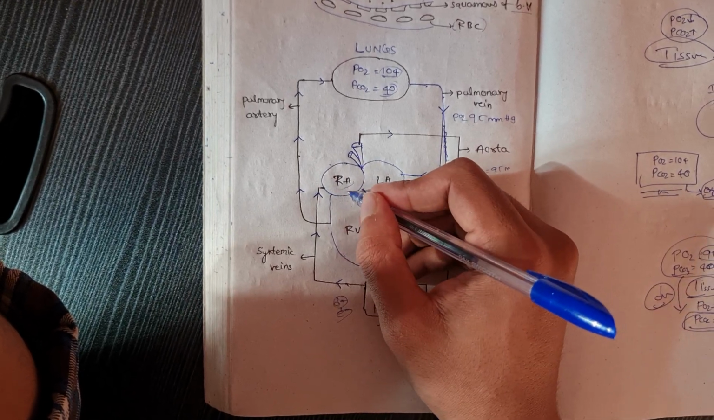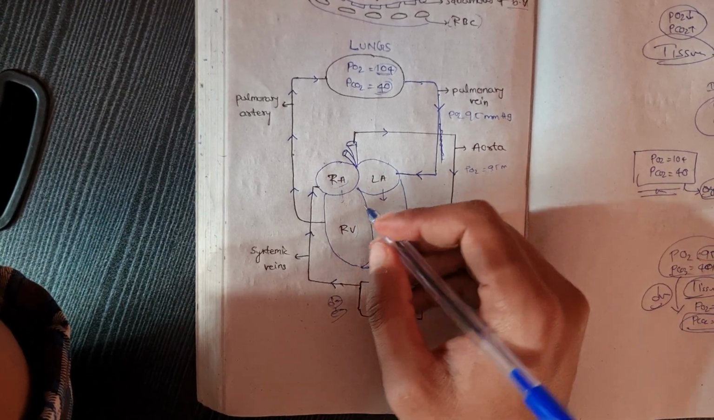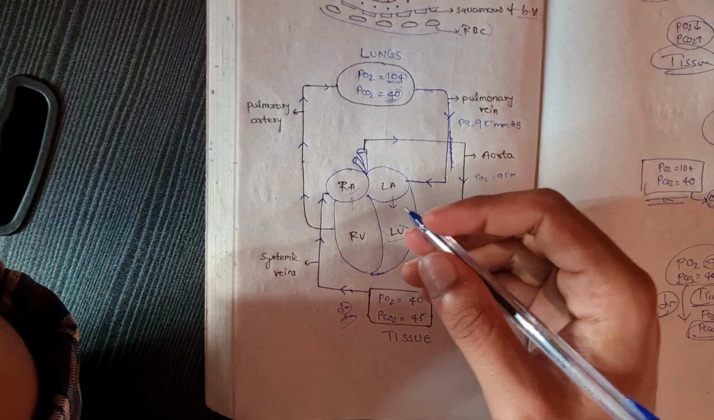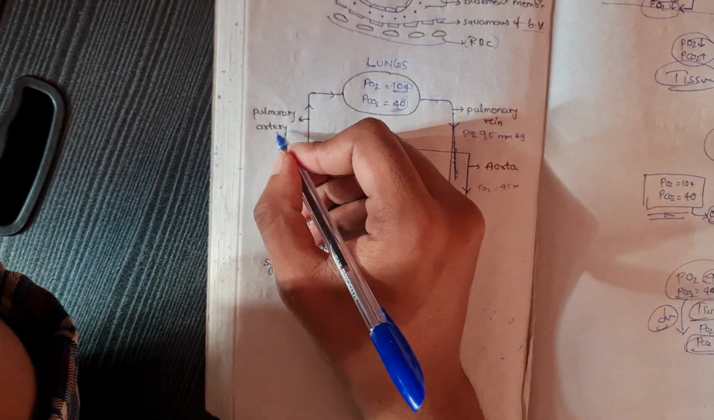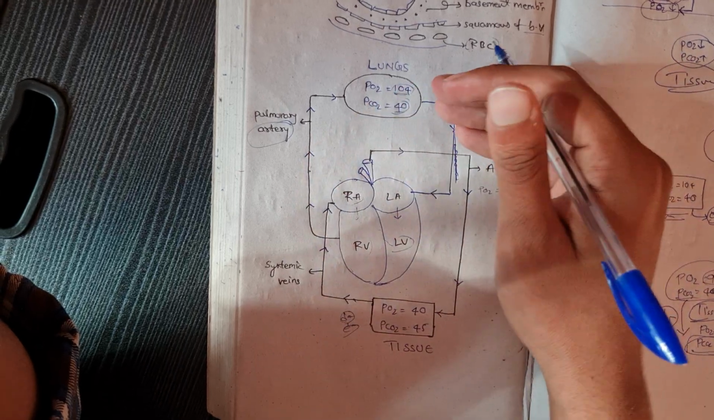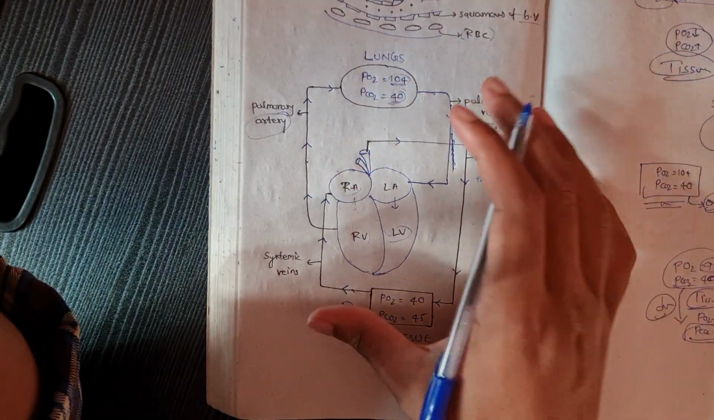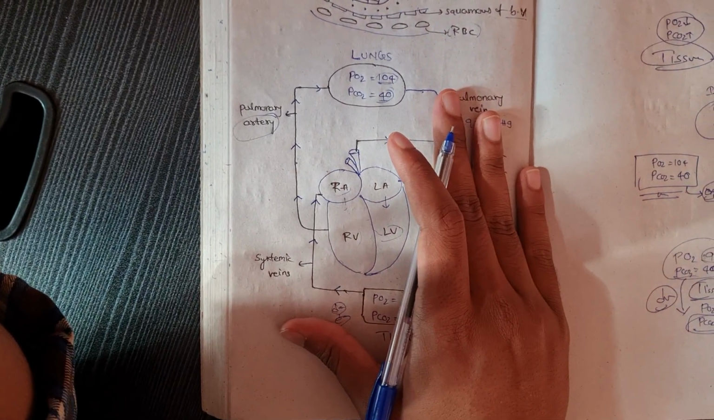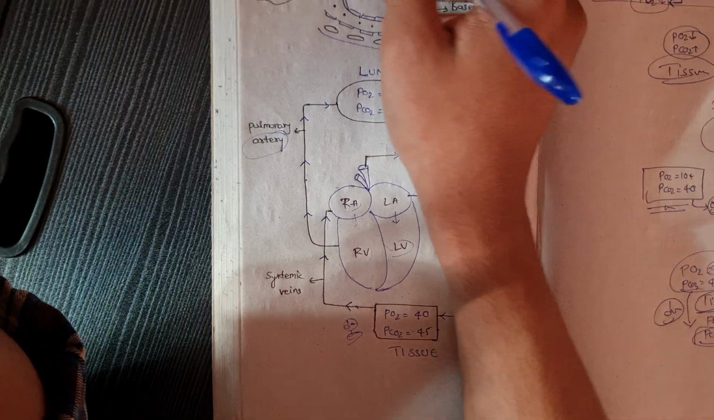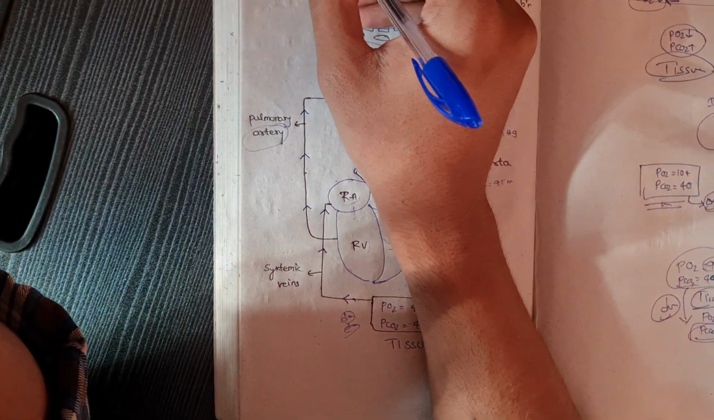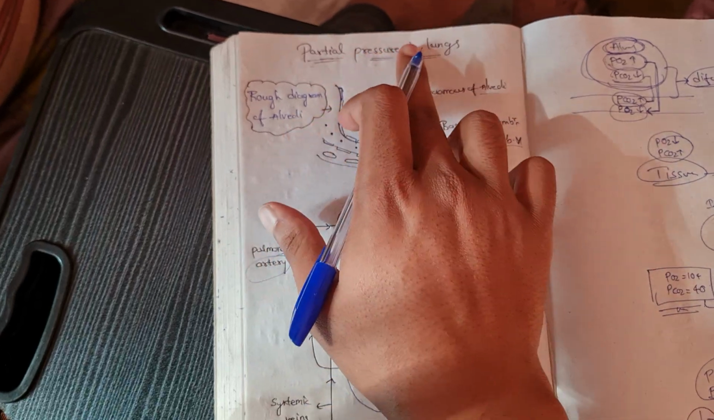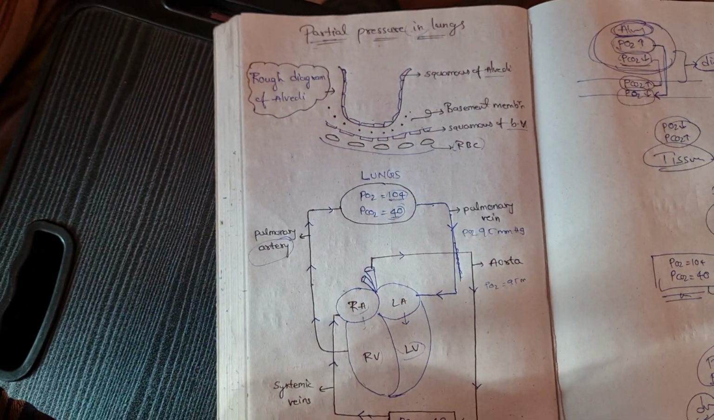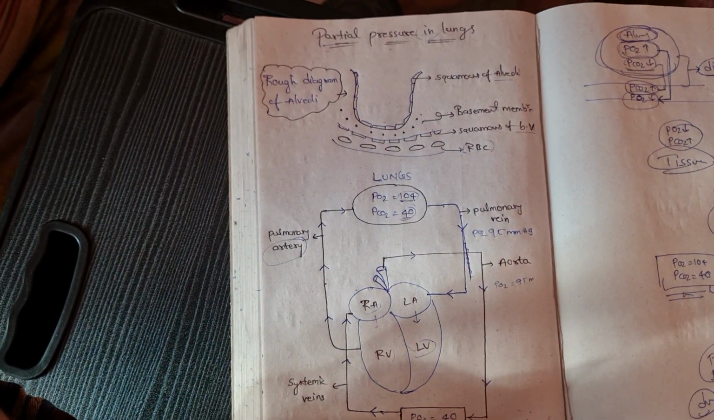and from this it will move to the right ventricle, and again it will move to the lungs with the help of the pulmonary artery, and again this process will continue. So guys, this is about the partial pressure in the lungs, in the alveoli.